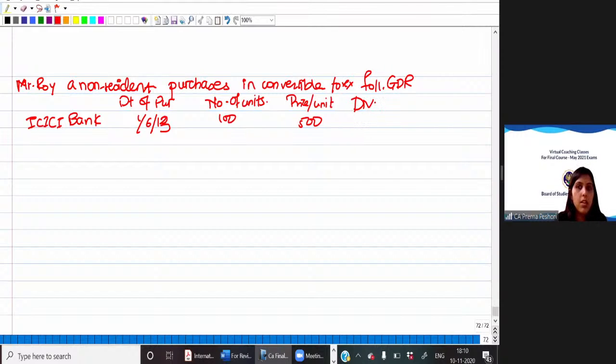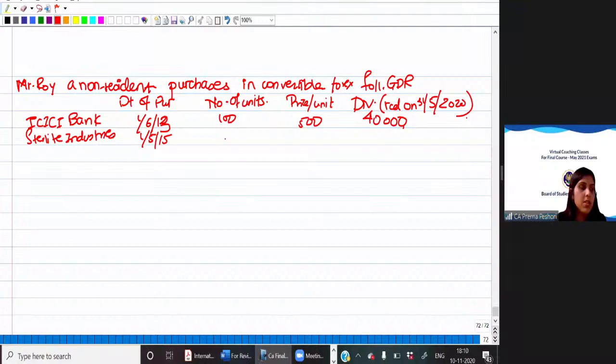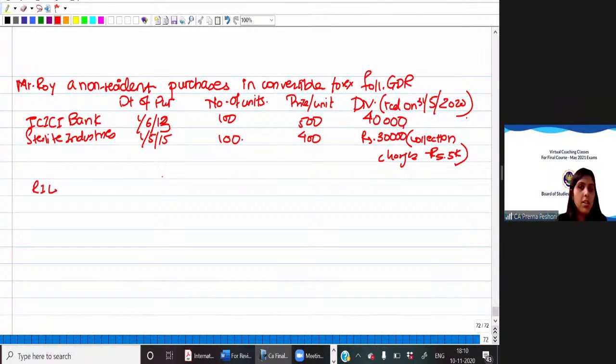Dividend received on 31st May 2020, 40,000. Sterlite Industry, 1st May 2015. Number of units 100. Price per unit 400. And dividend rupees 30,000. Collection charges rupees 5,000. Next, Reliance Industry Limited, 1st April 2020, 200. Price 300. No dividend.